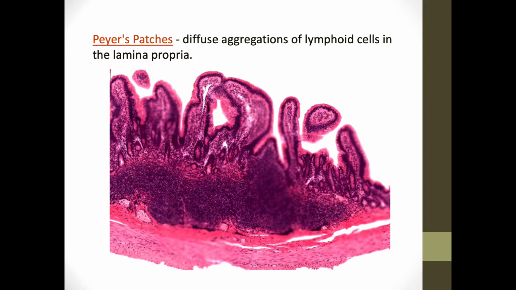Yes, and they form the Peyer's patches. So if the duodenal glands are the typical feature of the duodenum, Peyer's patches are typical for the ileum. Yes, this segment of the small intestine, the ileum. So, can you see this lymphatic tissue? It's lymphatic tissue, yes, here with aggregation of lymphocytes.